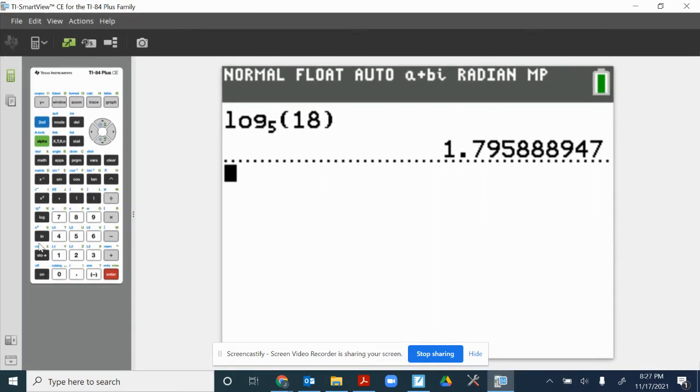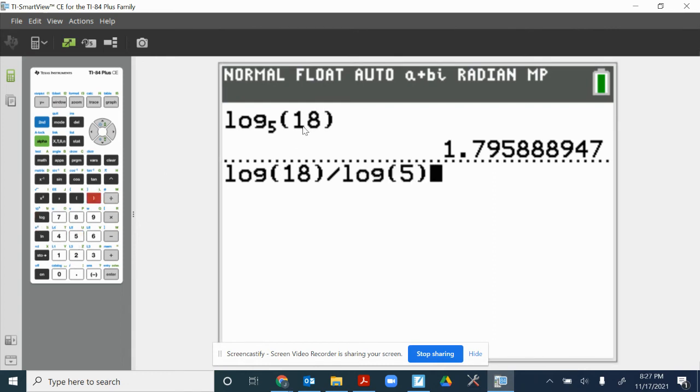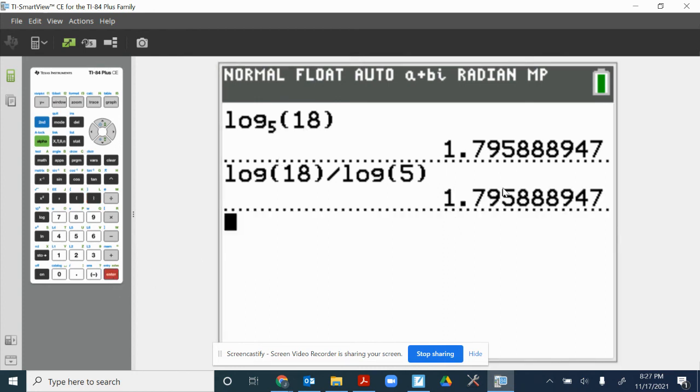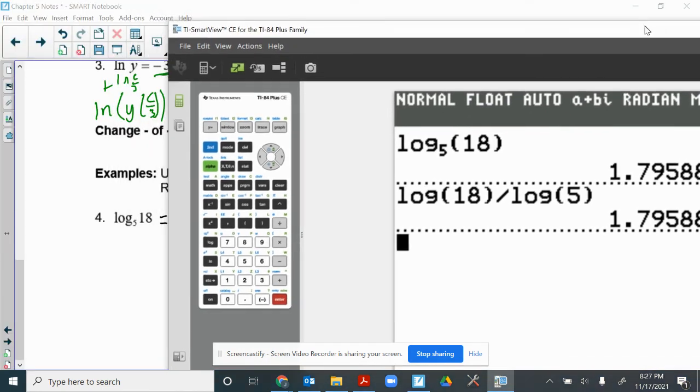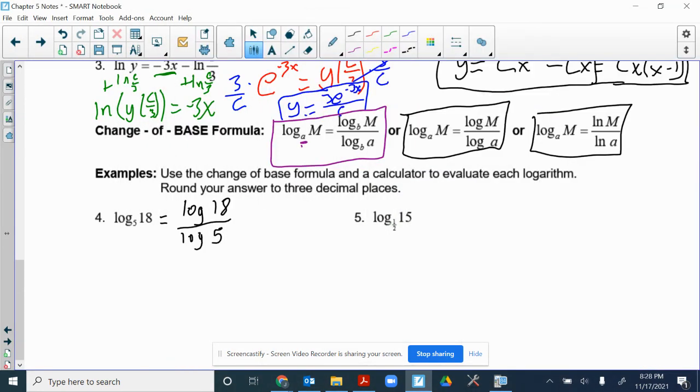Okay, but change of base is really nice because if you have an older calculator that doesn't have this, or if you just forget where log base is, you can do log of 18 divided by log of 5 because it's the log of the thing we're trying to find divided by the log of the old base. Hit enter, and hey, look at that. They are the exact same thing. Crazy. All right, so we end up getting about 1.796.